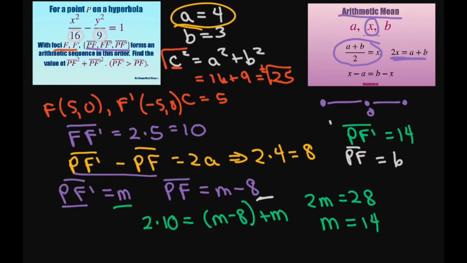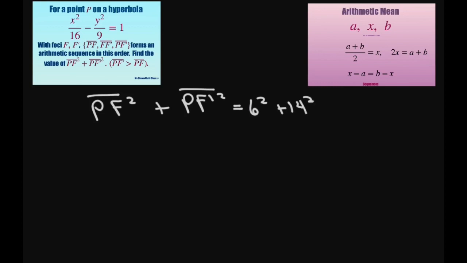All right, so now that we have those two, we can find this. So let's do that. We're going to get PF squared, this line segment, plus PF prime squared, that line segment, is going to equal 6 squared plus 14 squared. And that's going to equal 36 plus 196, and that's going to equal 232.